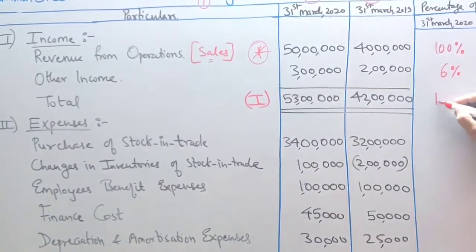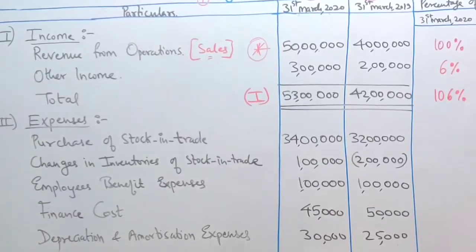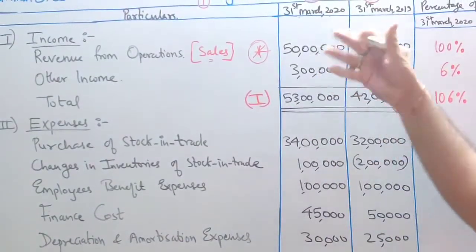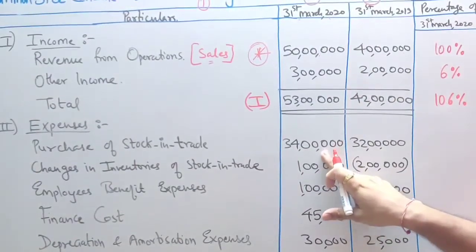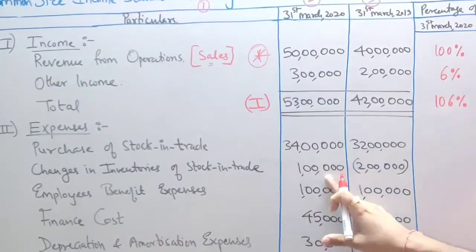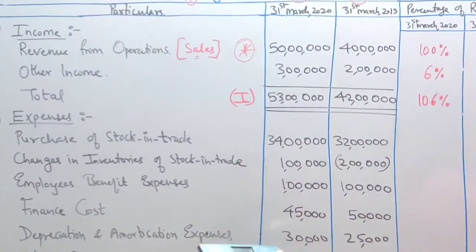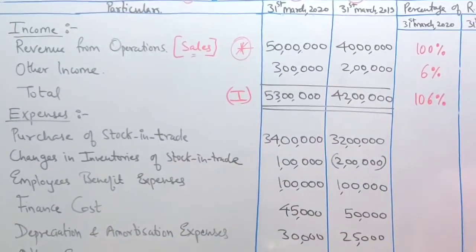Your answer is 106%. Am I clear? Now there is a shortcut, students. Don't do it again and again: 34 lakh divided by 50 lakh, 1 lakh divided by 50 lakh. You can go for a shortcut with this kind of calculator.